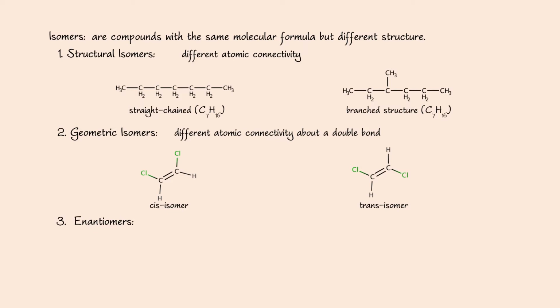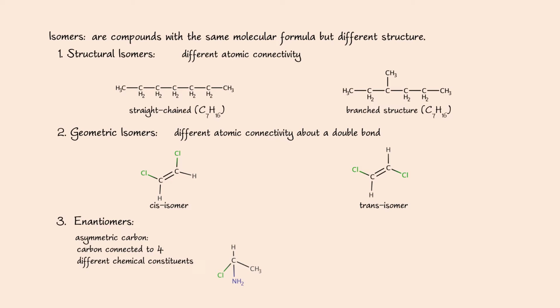Before we discuss our last type of isomer, let's define asymmetric carbon. An asymmetric carbon is a carbon connected to 4 different chemical constituents. An example is presented here. Notice this carbon is connected to 4 different constituents: 1 hydrogen, 1 chlorine, 1 amine group, and 1 methyl group.